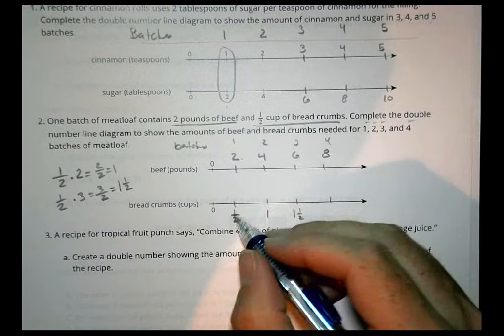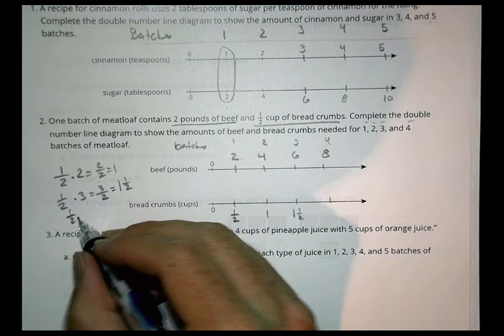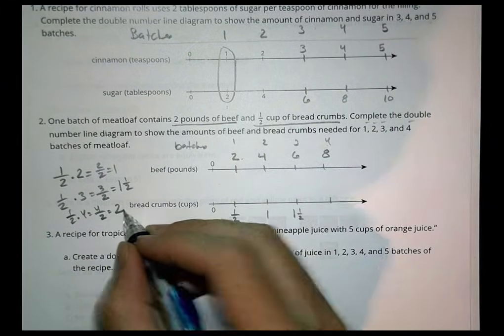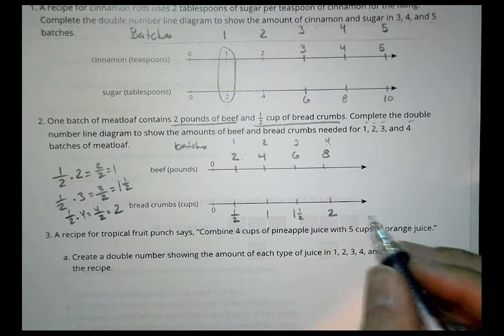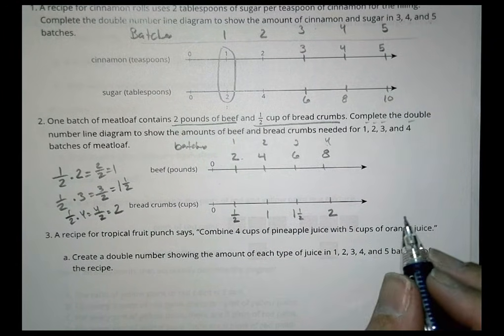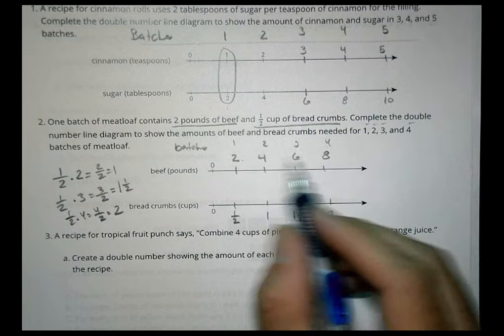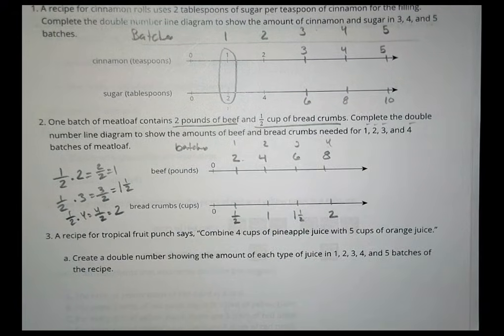And the last one, 1/2 times 4. 1/2 times 4 is 4 over 2, which reduces to simply 2. Okay? So those are my equivalent ratios for the batch of meatloaf, and I can make 1, 2, 3, or 4 batches of meatloaf there.